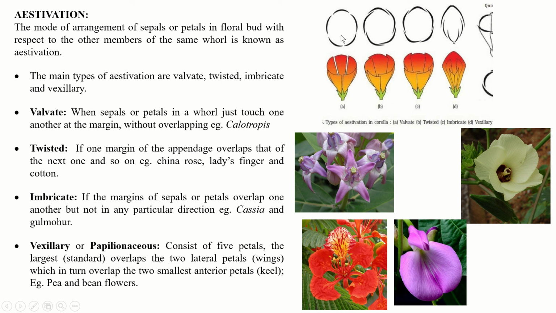Now the first one is the valvate. You can see in the valvate type of estivation, the corolla is not touched. It is free and they are side to side. So such estivation is called as the valvate.